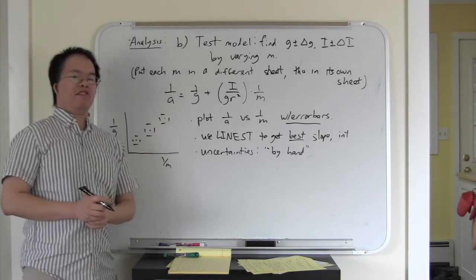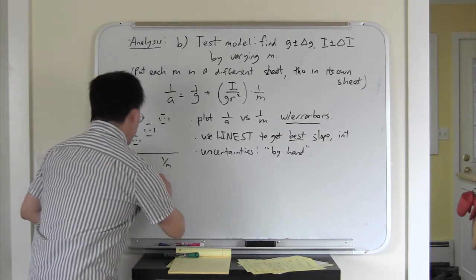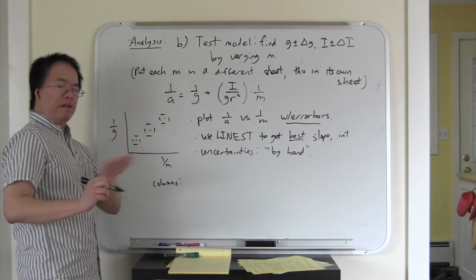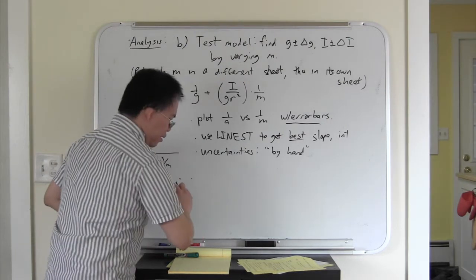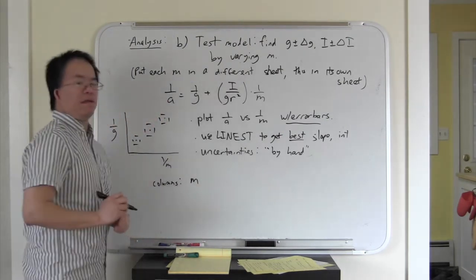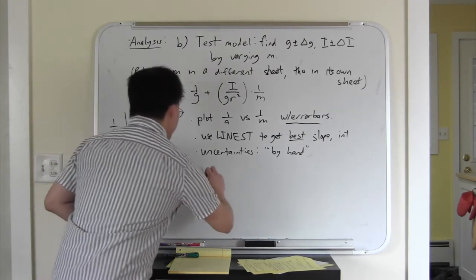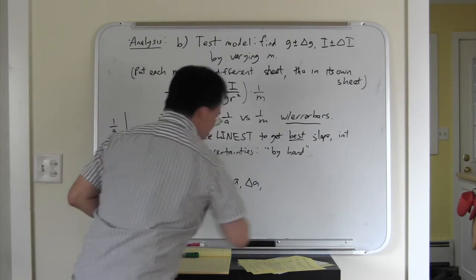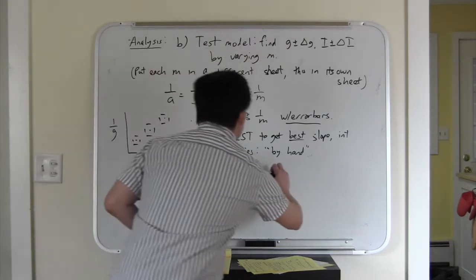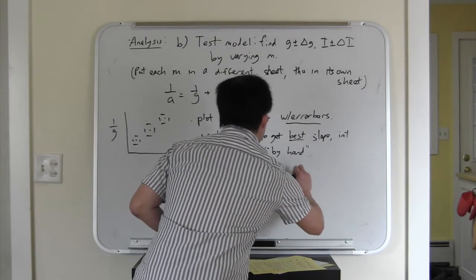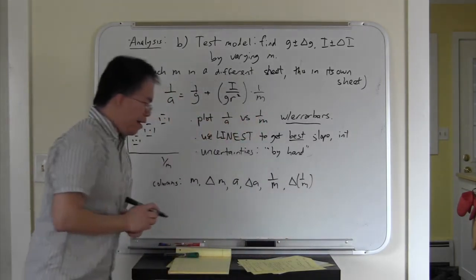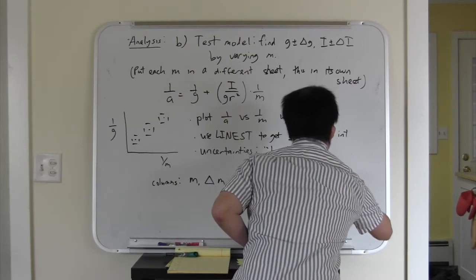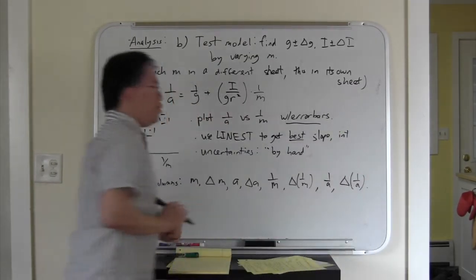Again, organize your spreadsheet into sensible columns. Each row will be a different mass. You probably want something like the mass, the uncertainty in the mass, the acceleration, the uncertainty in the acceleration, then your 1 over mass, the uncertainty in 1 over mass, and then the same thing for the 1 over the acceleration with its uncertainty.